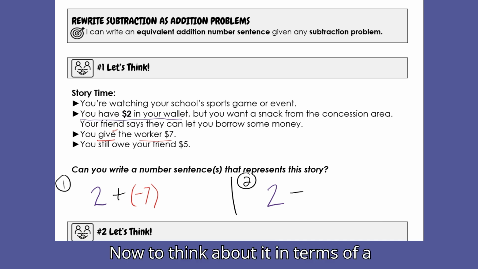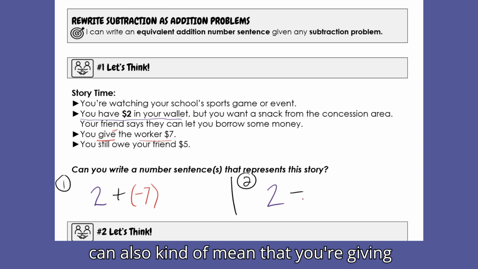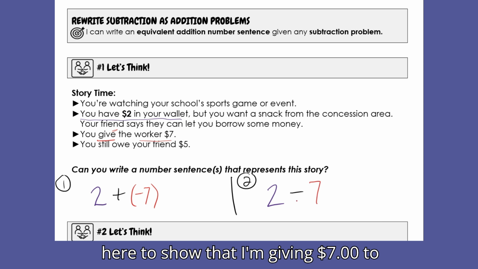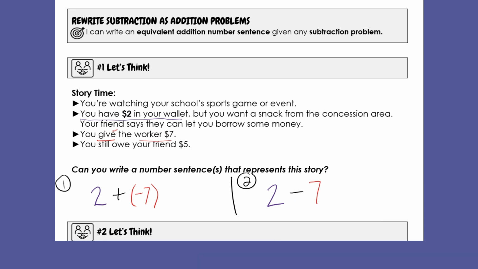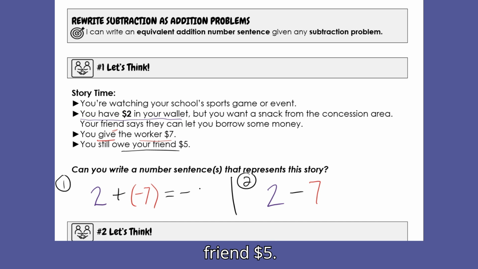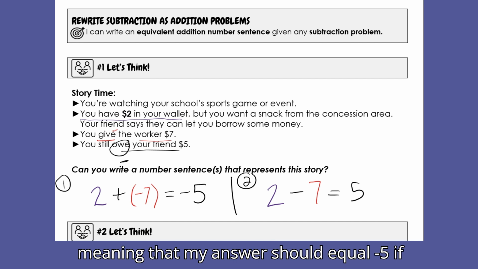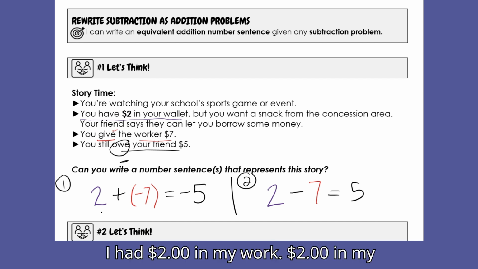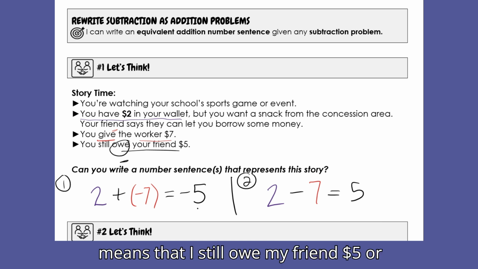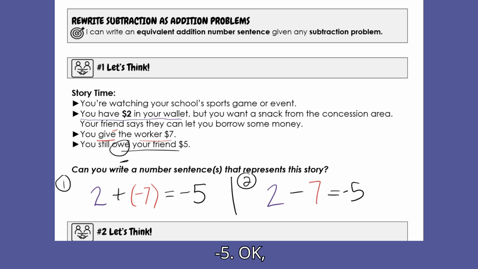Now, to think about it in terms of a subtraction problem, a subtraction sign can also mean that you're giving away money. So I would just write a 7 here to show that I'm giving $7 to the worker. Adding -7 and subtracting a +7 is actually the same thing. They're both going to give me the answer that I want, which is that I still owe my friend $5. Owing is a word that means negative, meaning that my answer should equal -5. If I had $2 in my wallet and I gave the worker $7, that means I still owe my friend $5, or -5.